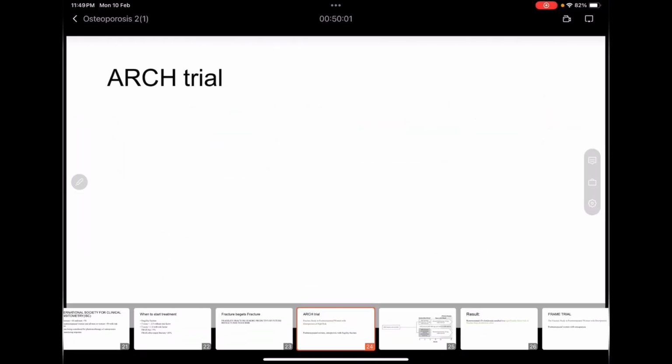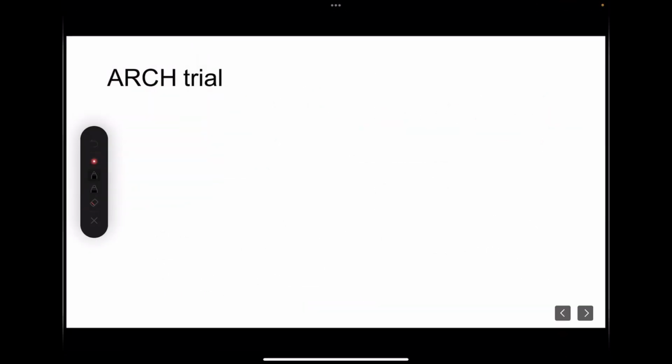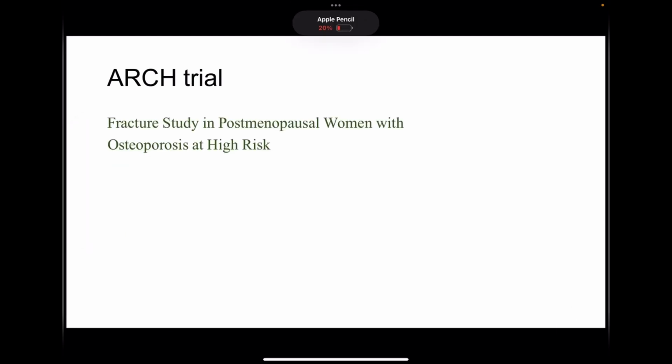Now we will be discussing various trials regarding the efficacy of different drugs which are given in osteoporosis. The first one is the ARCH trial. The ARCH trial is regarding the efficacy of romosozumab.